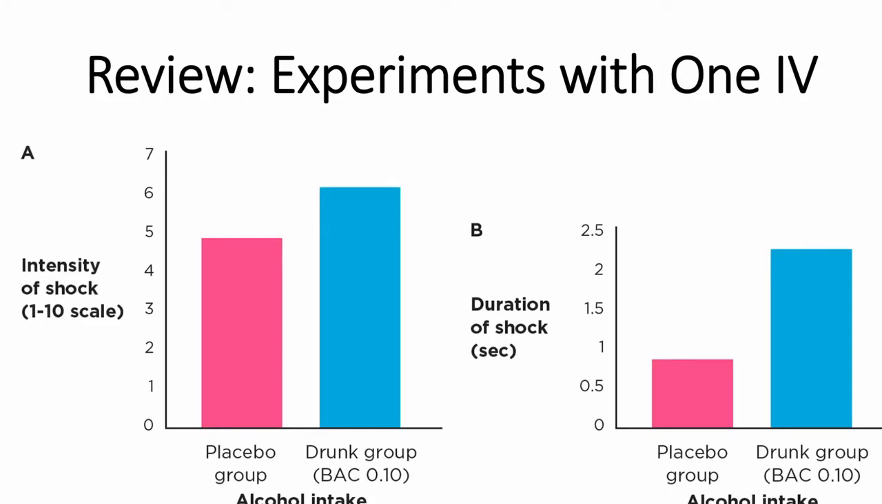Now, to review experiments with only one independent variable, we're going to look at two examples. And then we're going to take these examples and carry them through the chapter as we start looking at how we can modify these experiments to be done with multiple independent variables. So we're going to go into a lot of detail for these because they're going to matter for the rest of the chapter.